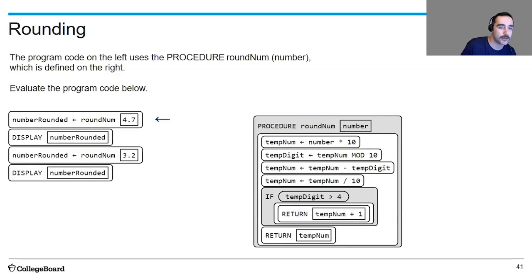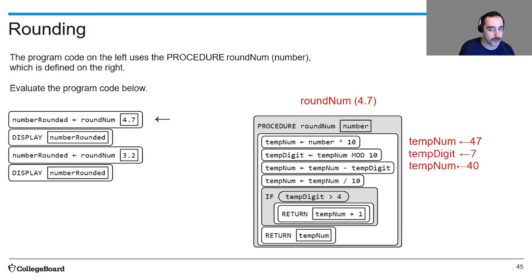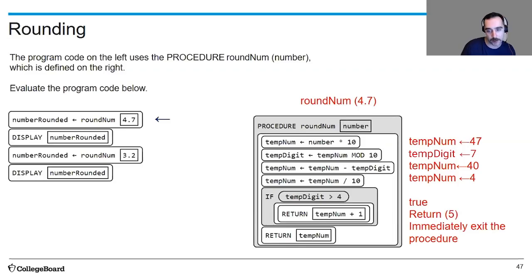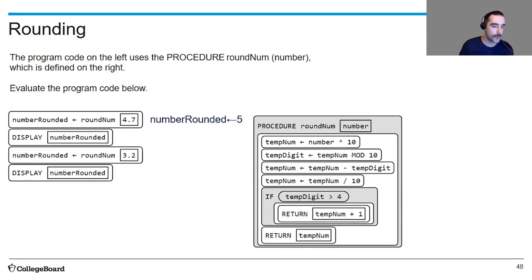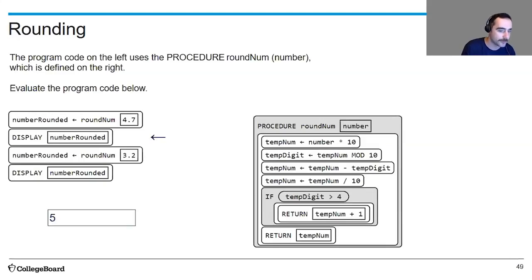So again, we have a procedure with a return value. Our argument is 4.7, and we start passing that argument through. We get 47. When you mod 10, you get 7. You subtract that, you get 40. Divide by 10, you get 4. Because that value is true, that temp digit of 7 is more than 5, we're going to return the value 4 plus 1. So 4.7 was rounded up to 5, and we'll display 5.